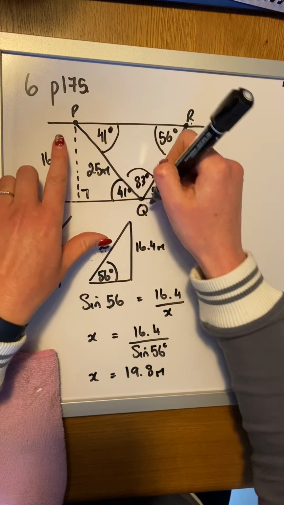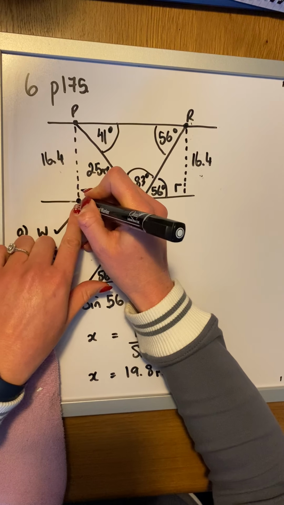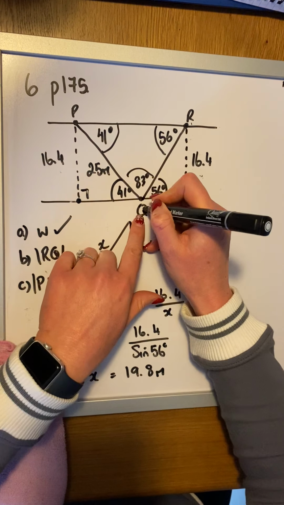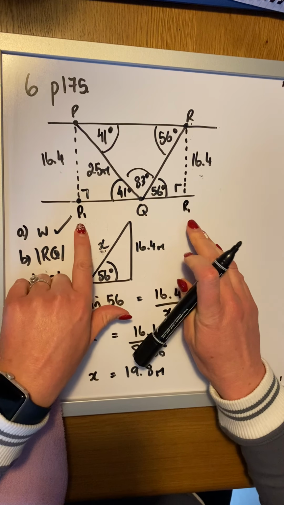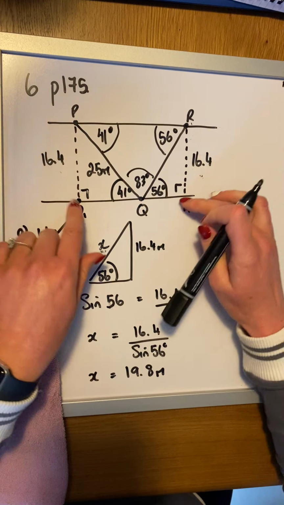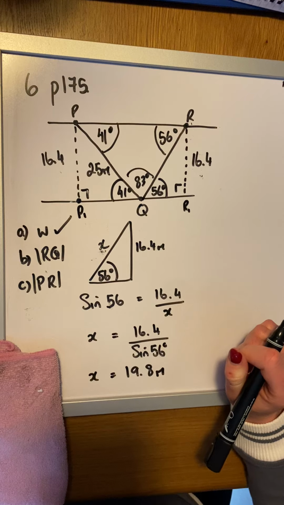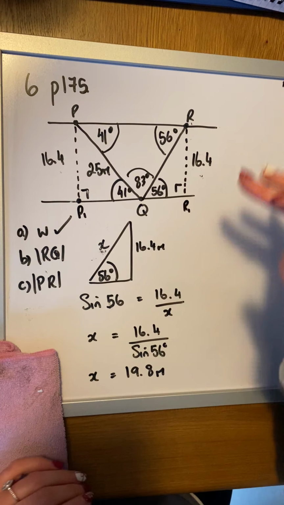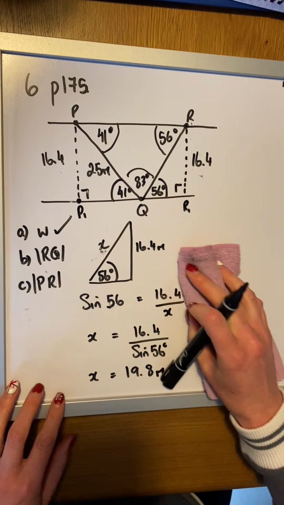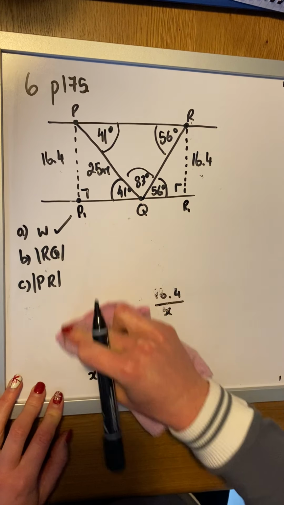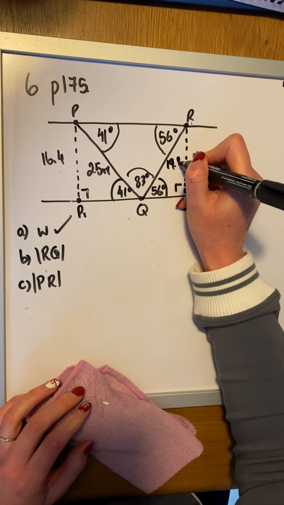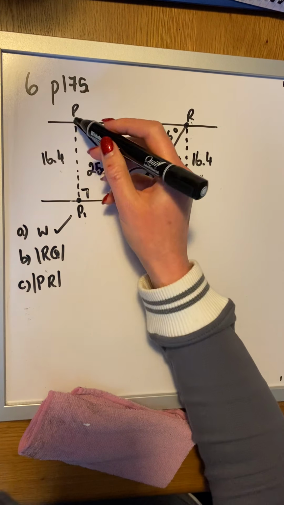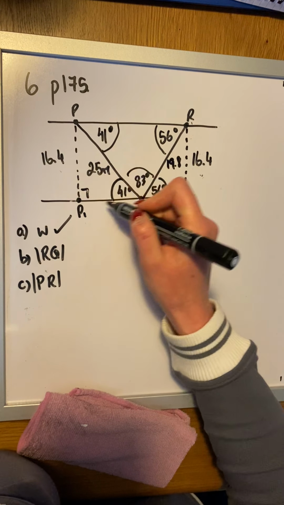So, sorry, not from P to Q directly. So from this point parallel to P to the point Q, so let's call that P1 and R1. If we can find this distance here across the bottom, because we have two right angle triangles that we are dealing with, then we can find the distance from P to R. So we have, that was 19.8, sorry, I should have put that in. So we have two of the sides of this right angle triangle.